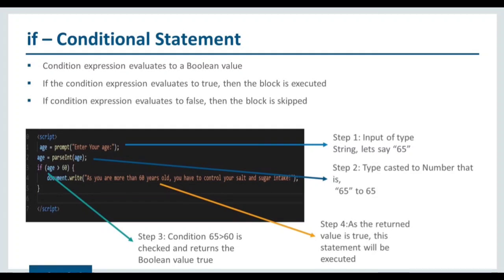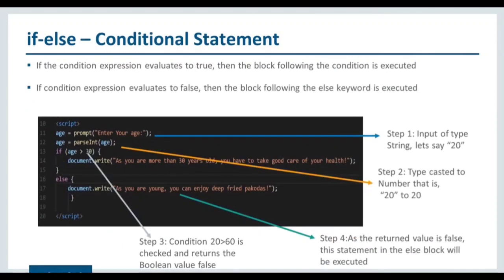What if within the else block you also want to write one more condition? In such a case, you will write a statement which will have syntax like if, then else, then again if, and again else. Let's see an example of such a syntax. This is a normal if condition. For example, you can ask the user to prompt for their age and check whether that age is greater than 60. And you can write a message that as you're more than 60 years old, you have to control your salt and sugar intake.